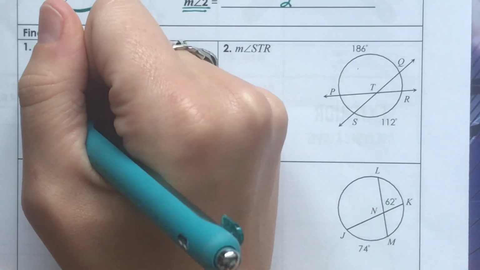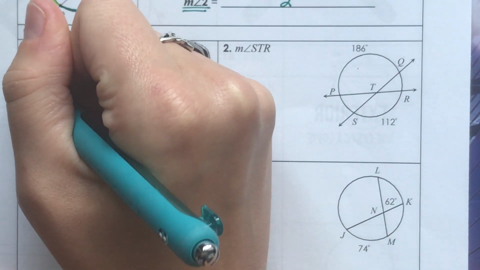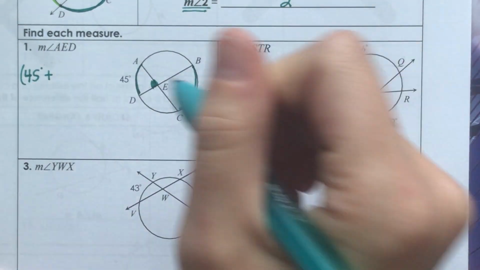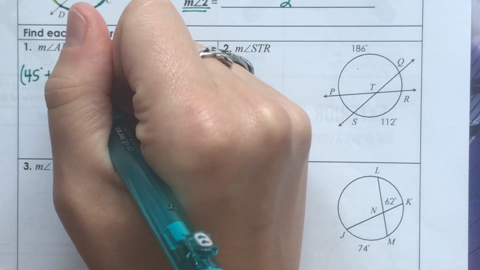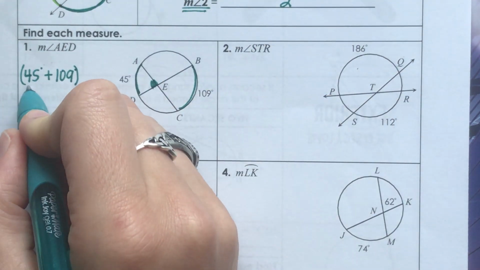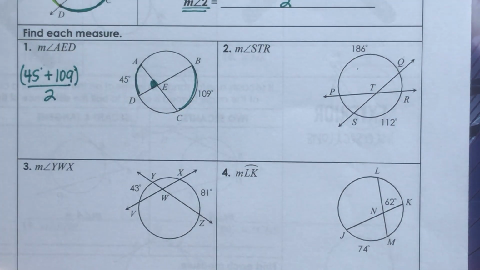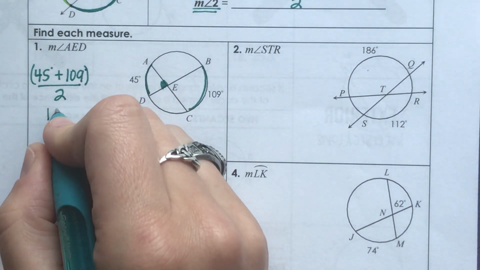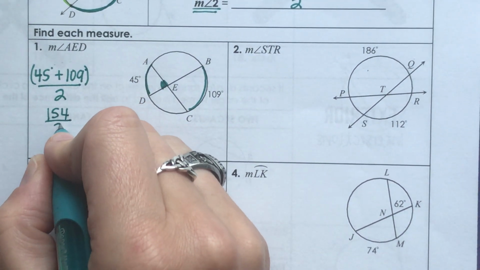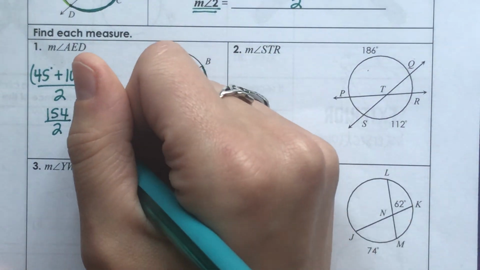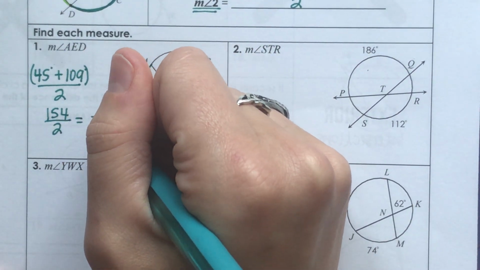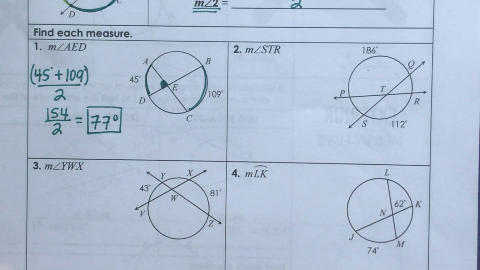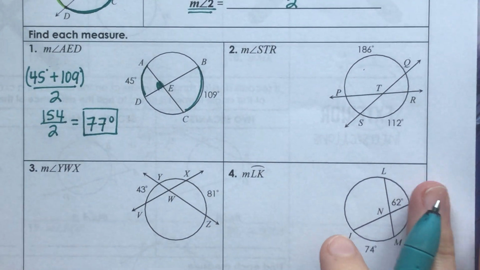So I'm going to take 45 degrees plus 109 degrees. I'm going to add them together, and divide by 2. If I add those two together, I get 154. And if I take 154 and divide it by 2, I get 77 degrees. So this angle right in here is 77 degrees. Easy enough. Let's try another one.